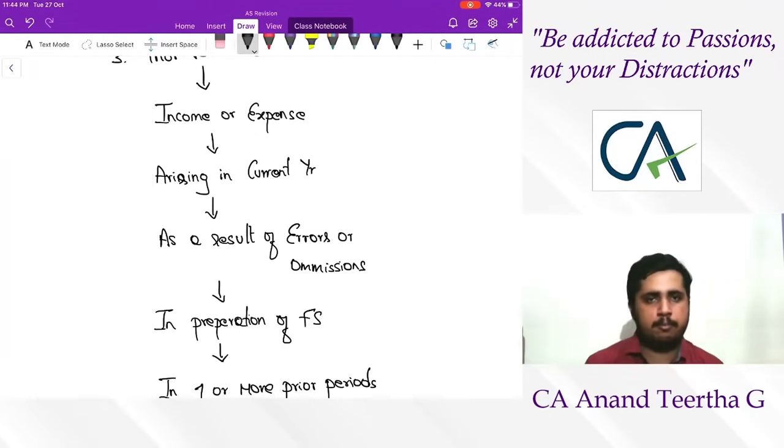It's a prior period item because it should have been included in the previous financial statement itself, but now it is getting included. So that's how a prior period item comes into effect. Basically, it is just an error occurring in the last year that you are knowing now. That we call a prior period item.